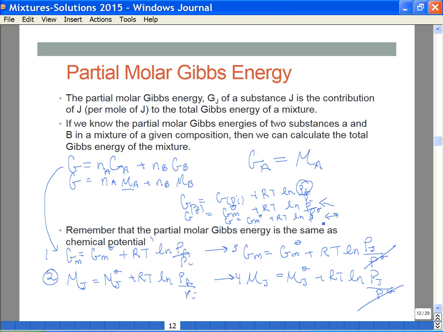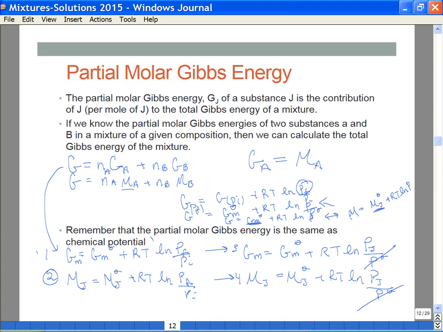Knowing the equivalence of delta G, the molar Gibbs energy, and the chemical potential means that the chemical potential of the substance J in question is the chemical potential at the standard state plus RT natural log of the pressure of the substance of interest. So that's what these equations are telling us down here. Notice that this and this are in the same place in the equation. That means that they're interchangeable.